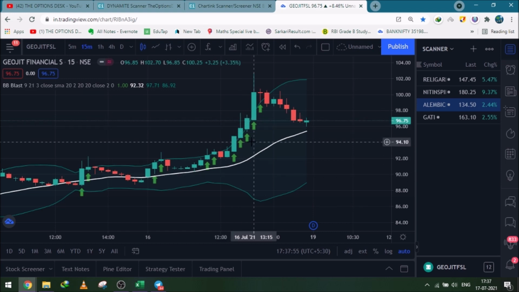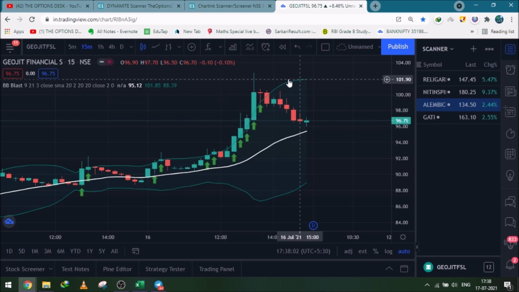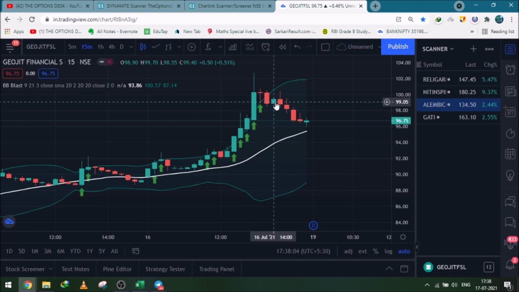Okay, it might have moved on the downward ends, but no. Bollinger Blast confirmed it. Again, it confirmed it. Then, as the two candles closed below the upper bound of the Bollinger Bands, I get into this trade somewhere around 99.05. No problem. Simple, a point.